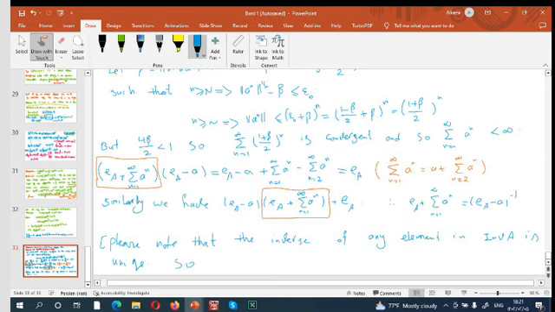So if A belongs to the set of invertible elements and AB equal to BA equal to identity, this B is the inverse of A. This is very important note. Okay, this is very important note.